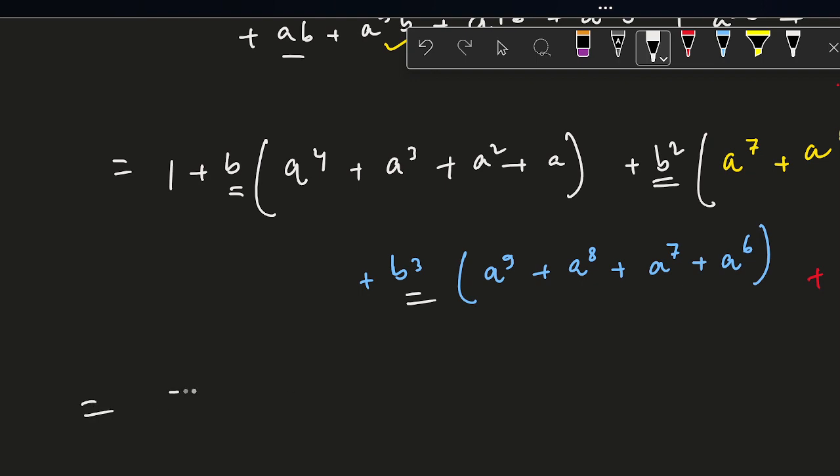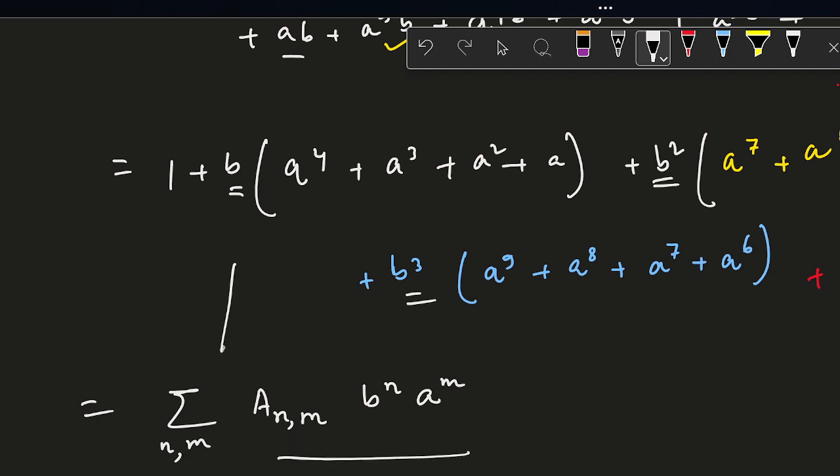So basically this is a summation of the terms, like you can say this is A n comma m, where b to the power of n and a to the power of m, and summation over n comma m. This series is in general expression of this total sum. Why am I able to write it like this? Because let's see that there are terms as b to the power of n. So these are powers of b, where they can have different values of n, right?